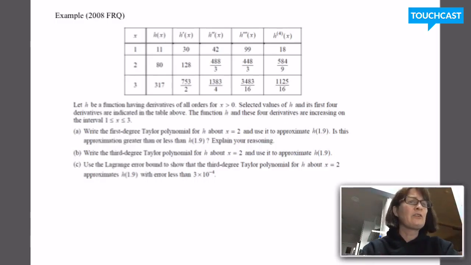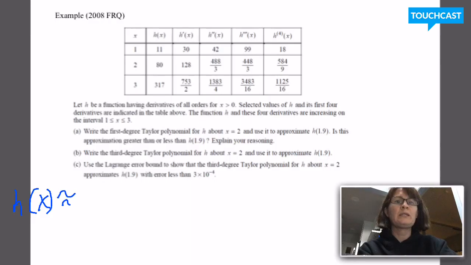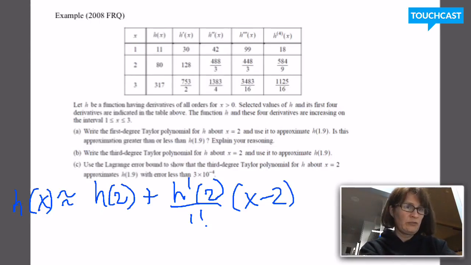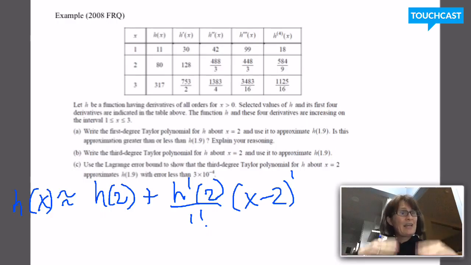So notice that a first degree Taylor polynomial means we're going to write the Taylor polynomial that has x to the first power in it. This is just linear, so this is just asking us to write the tangent line approximation, but at x equals 2. So I can write that h of x would be approximately equal to h of 2 plus h prime of 2 over 1 factorial times x minus 2. That has x minus 2 to the first if you want to be specific. That's the pattern for writing a Taylor polynomial that you're going to have memorized.